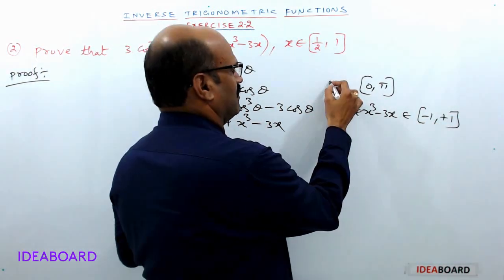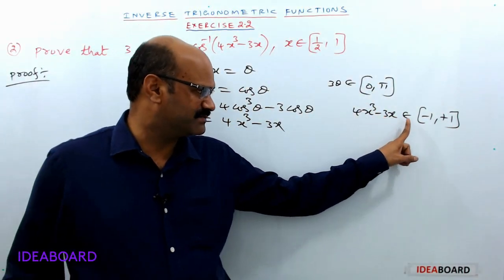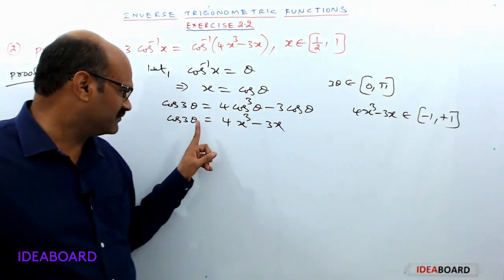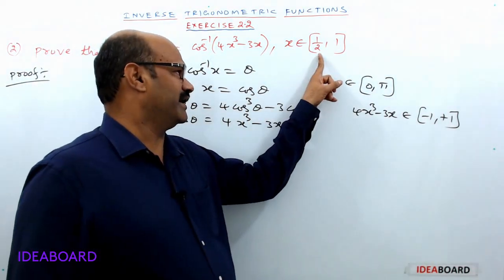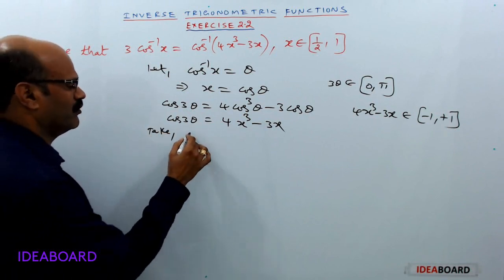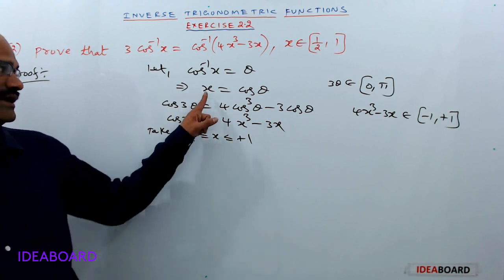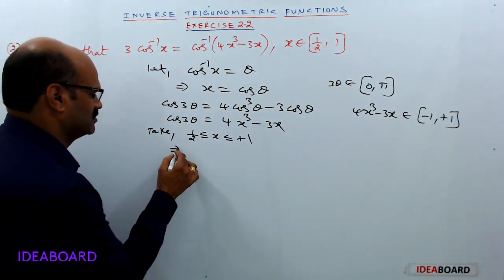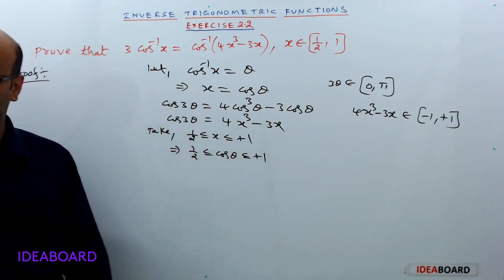When 3 theta belongs to the closed interval 0 to pi and 4x cube minus 3x belongs to the closed interval minus 1 to plus 1, we say that the inverse of this function exists. So for that we have to take 1 by 2 less than or equal to x less than or equal to plus 1. x equal to cos theta. So take x equal to cos theta here. So 1 by 2 less than or equal to cos theta less than or equal to plus 1.